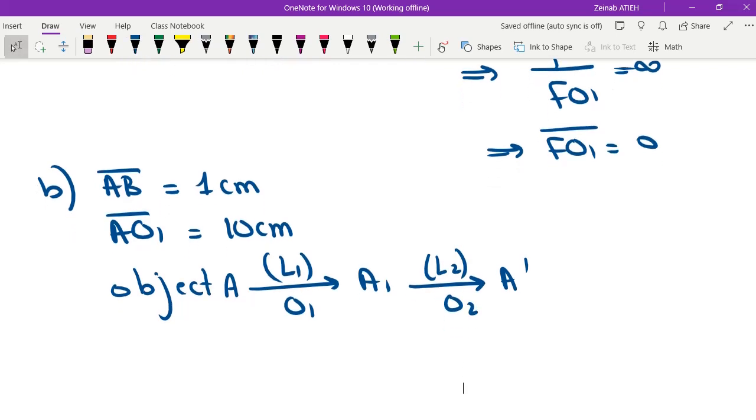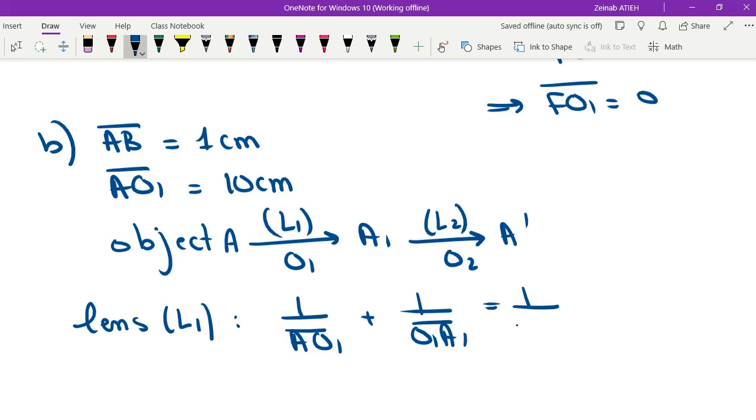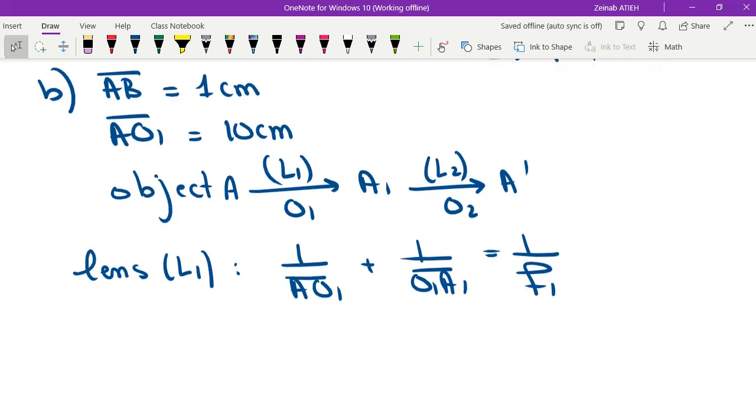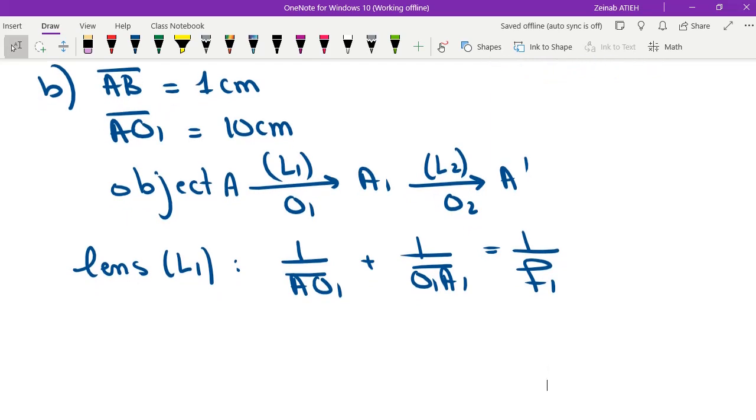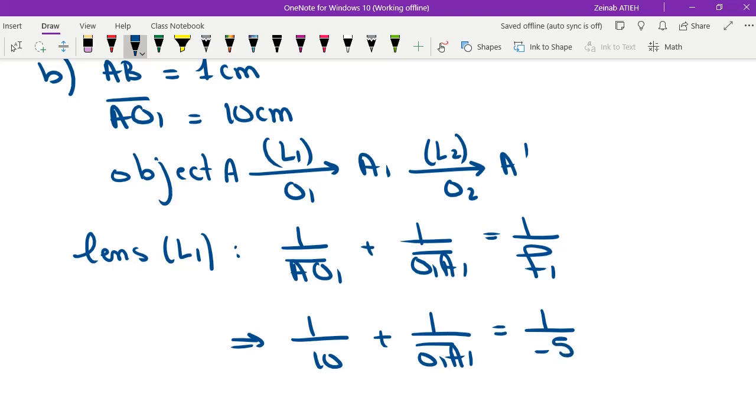So أول شي راح طبق لللens L1. So lens L1، هون معي ال A بدي أجيب ال A prime final image. So lens L1: 1 over AO1 plus 1 over O1A1 equals 1 over F1. You can see no need to draw the figures, no need to see where is the point. All you have to do is just use numbers, the same as you use vectors, and you'll always get right answers. So 1 over 10، نحن عم نفتش على A1، plus 1 over O1A1 equals 1 over minus 5.